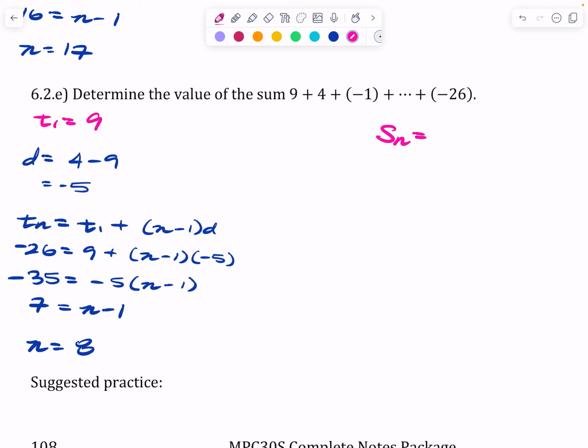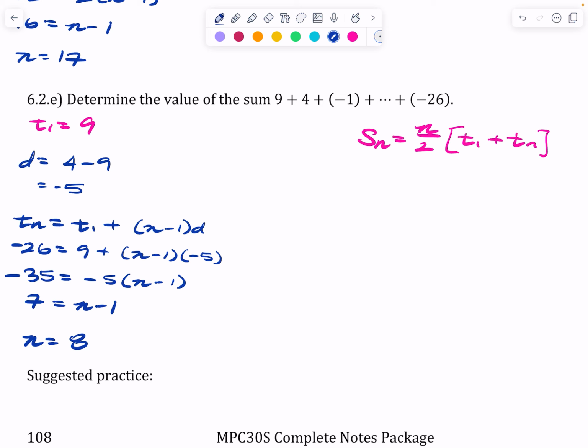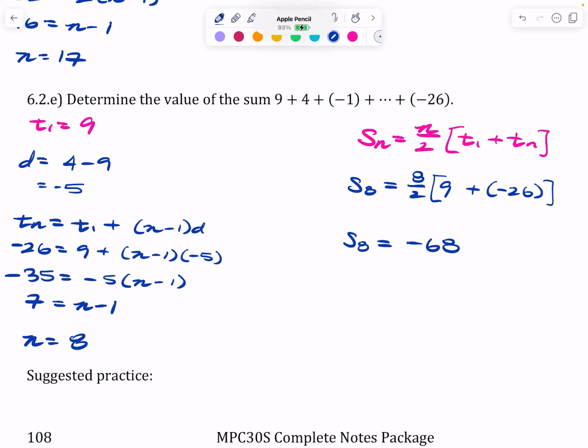And using whichever formula, this one's going to be the easiest one to sub into. We know specifically we're after S8, and that'll be 8 over 2 times T1 plus Tn. And that'll give us a result. Punching that into calculator, I get negative 68. And that is done.